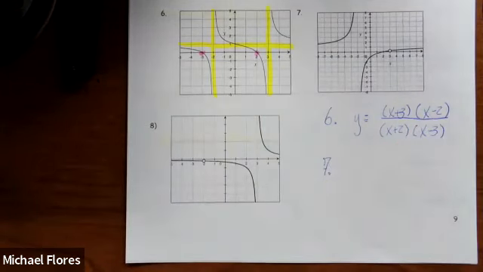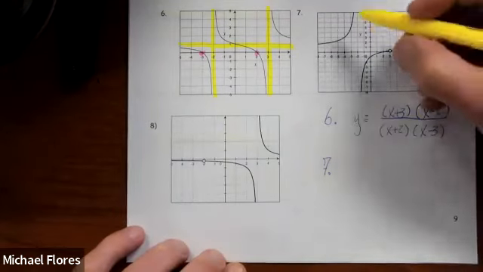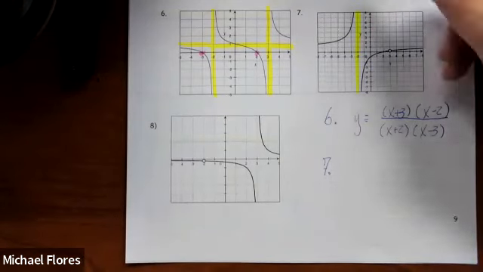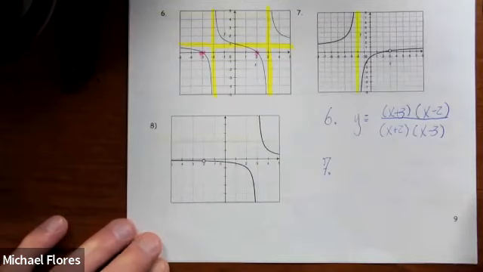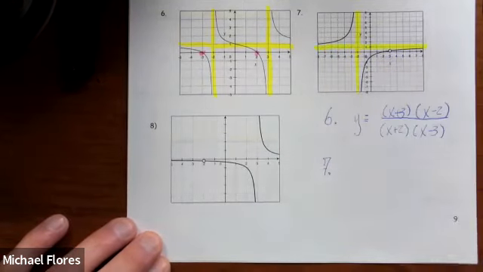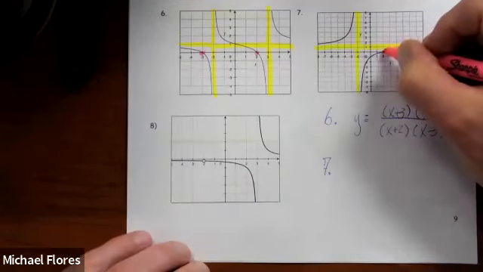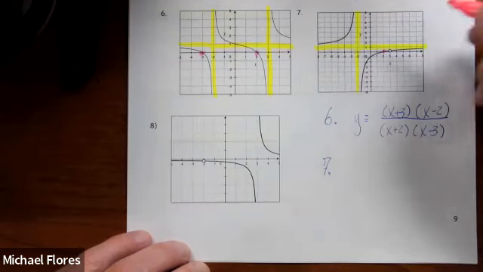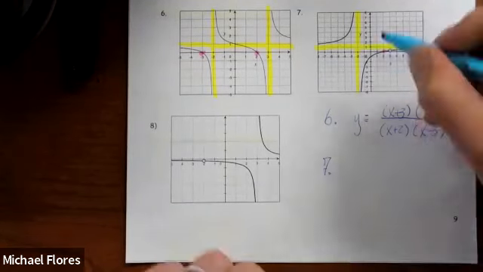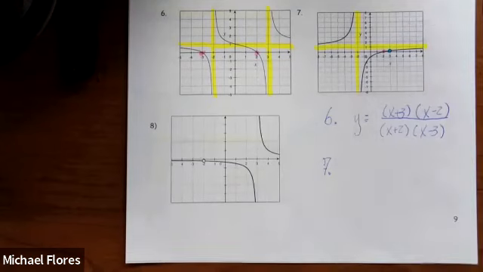Okay, example 7. Let's look for vertical asymptote. Looks like -2. And then horizontal, looks like it's going to be 1 again. X-intercept there. And then also pay attention to the hole in the graph. That's an obvious clue. There's a hole.